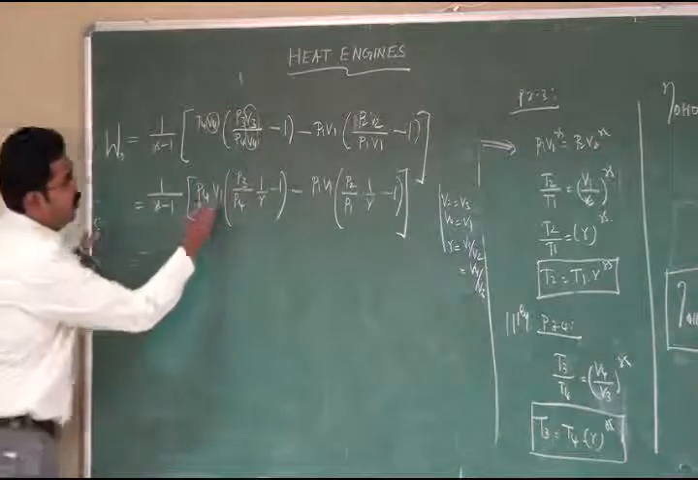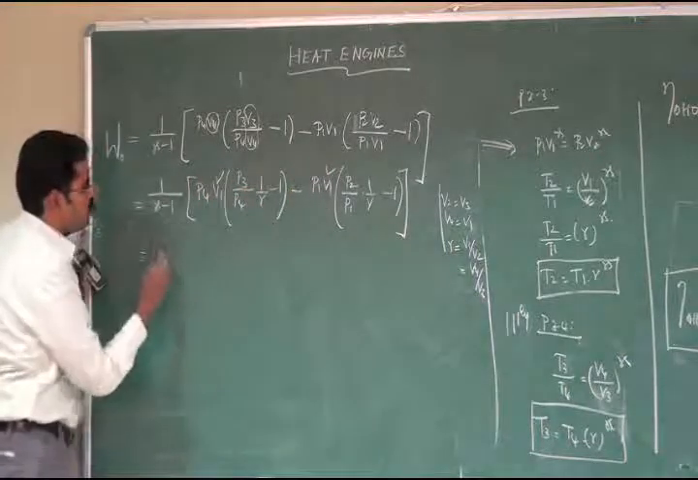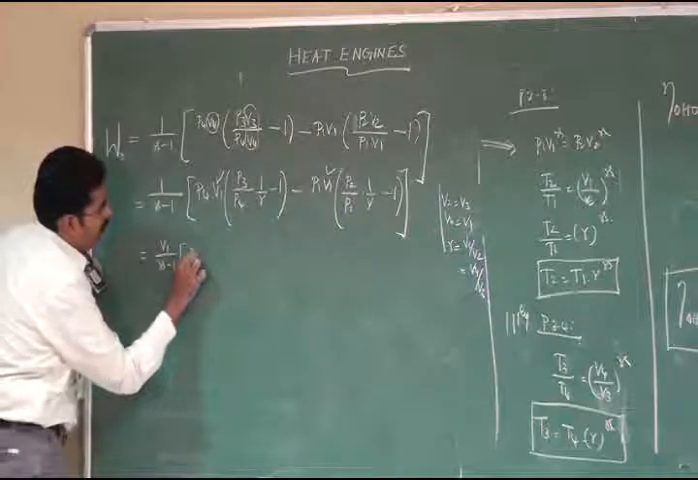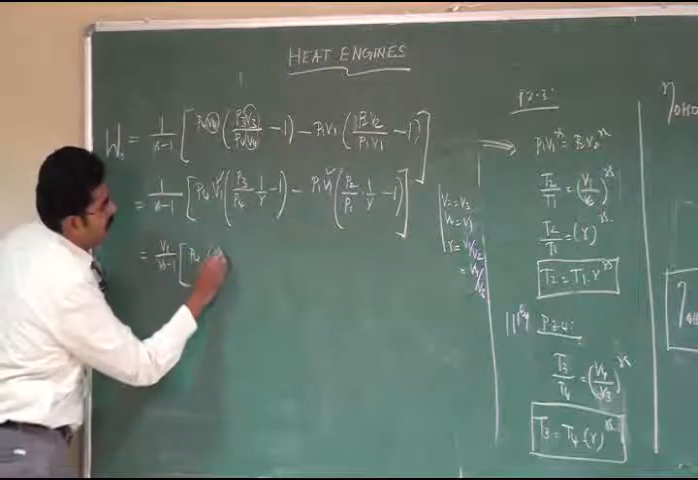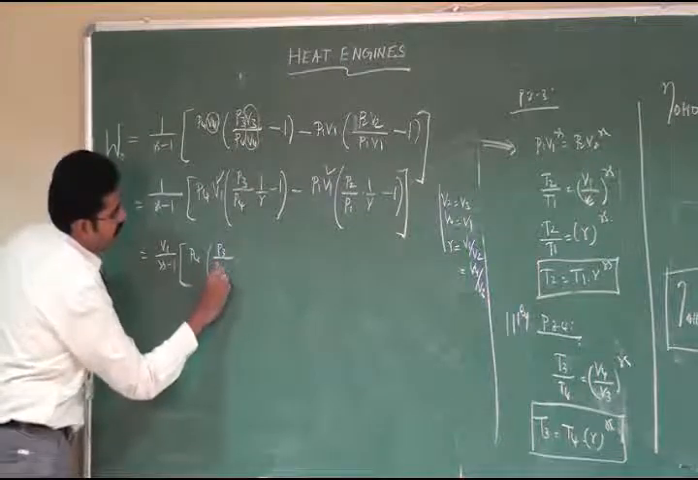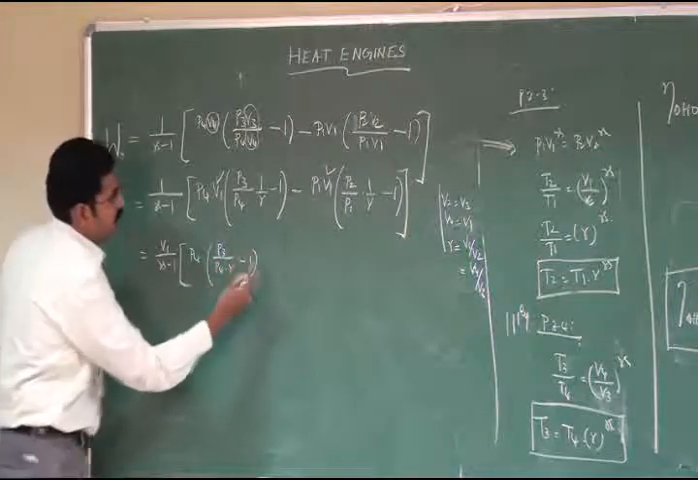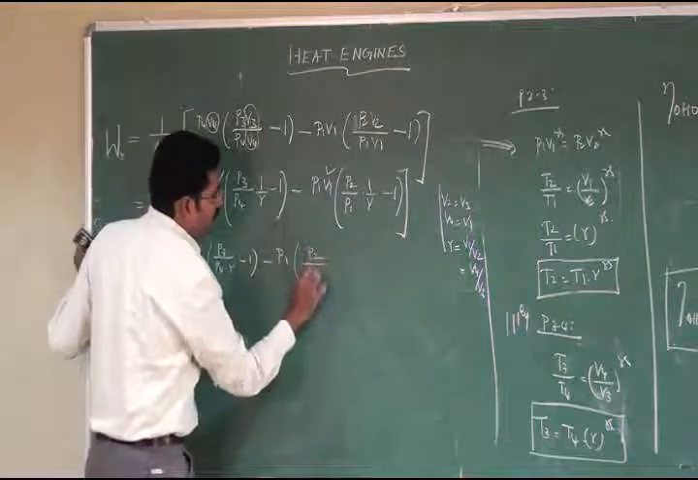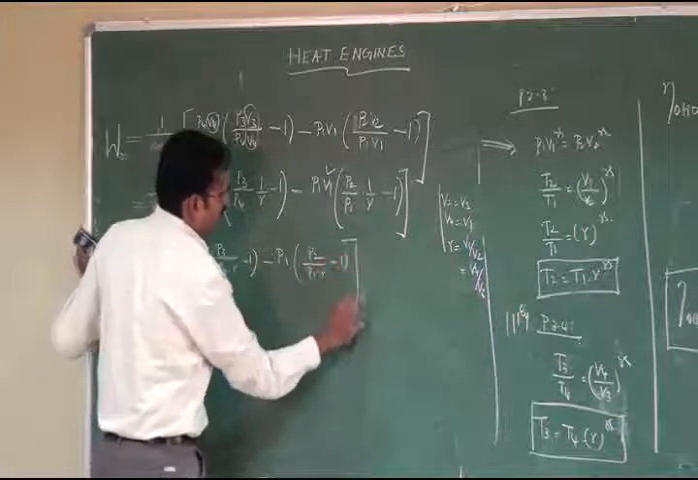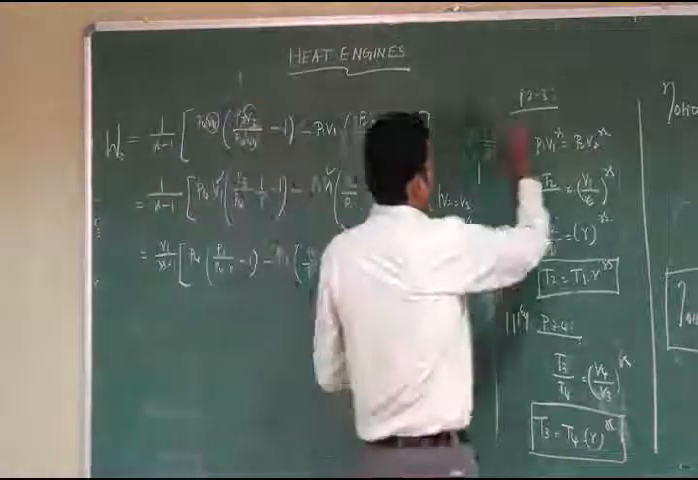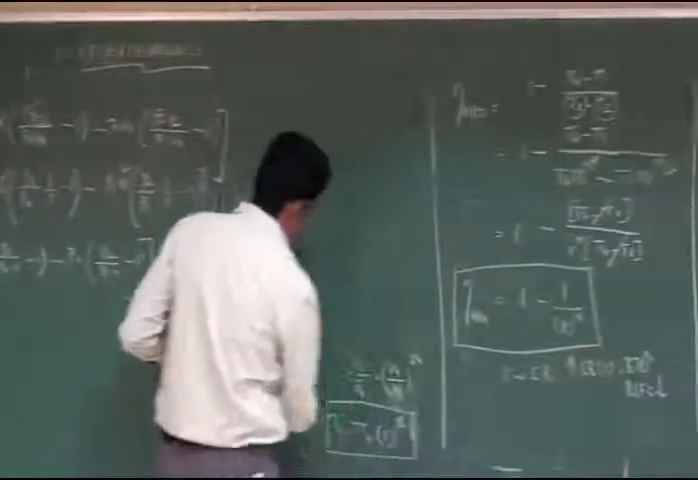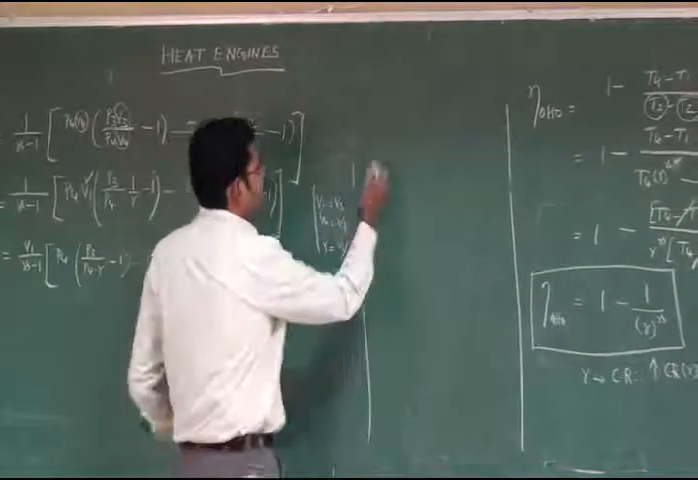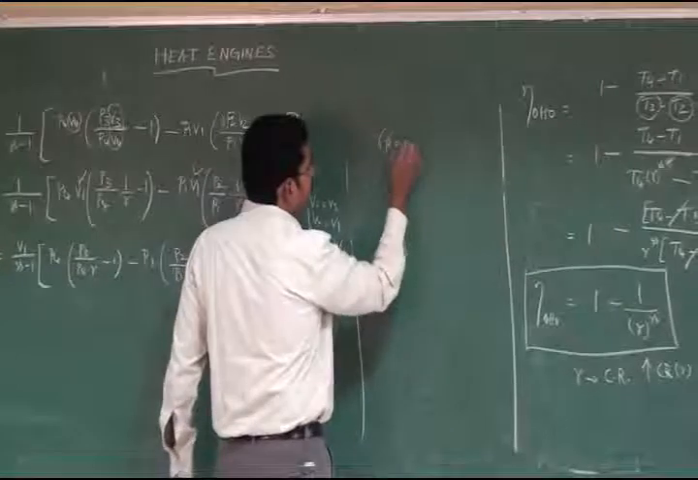Now the V1 term is common, then we take outside V1 by gamma minus 1 into P4 into P3 by P4 into R minus 1 minus P1 into P2 by P1 into R minus 1. Now we are introducing a term, pressure ratio. What is pressure ratio? Maximum pressure divided by minimum pressure. That is, pressure ratio is termed as Rp.